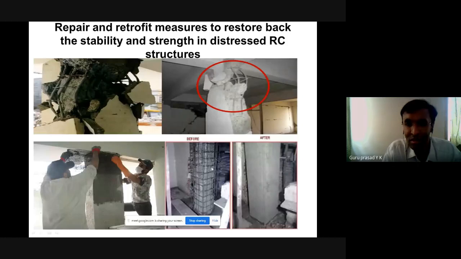This column is under distress. What do we do? We remove the plaster and the concrete cover, and we put a mesh around it, and we retrofit it to increase its load carrying capacity. How did I get to know what is the existing strength? I do the non-destructive testing to know what is the existing strength or its existing load carrying capacity. Based on that, what is the extra load carrying capacity that needs to be enhanced.